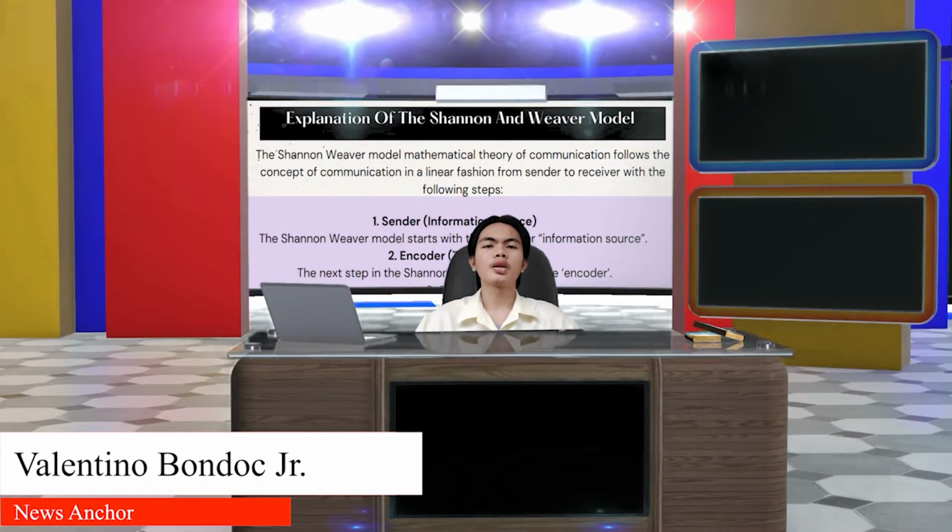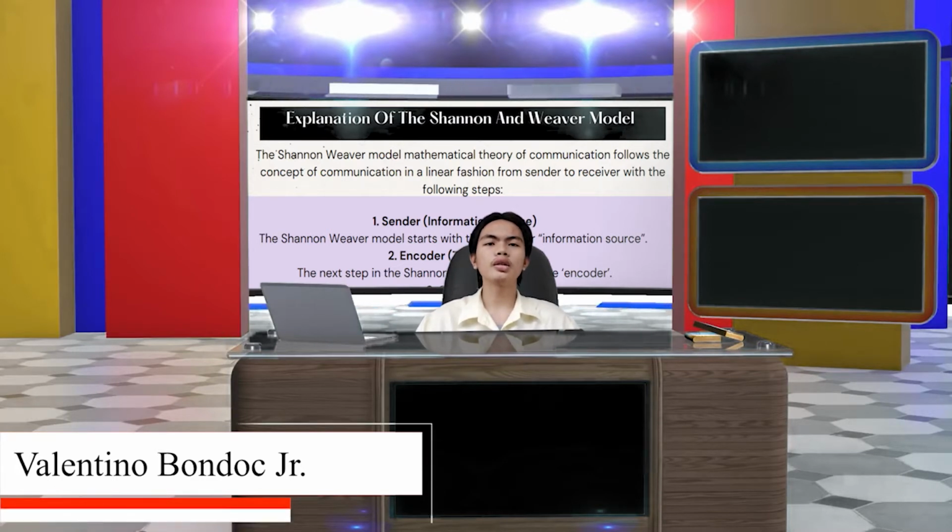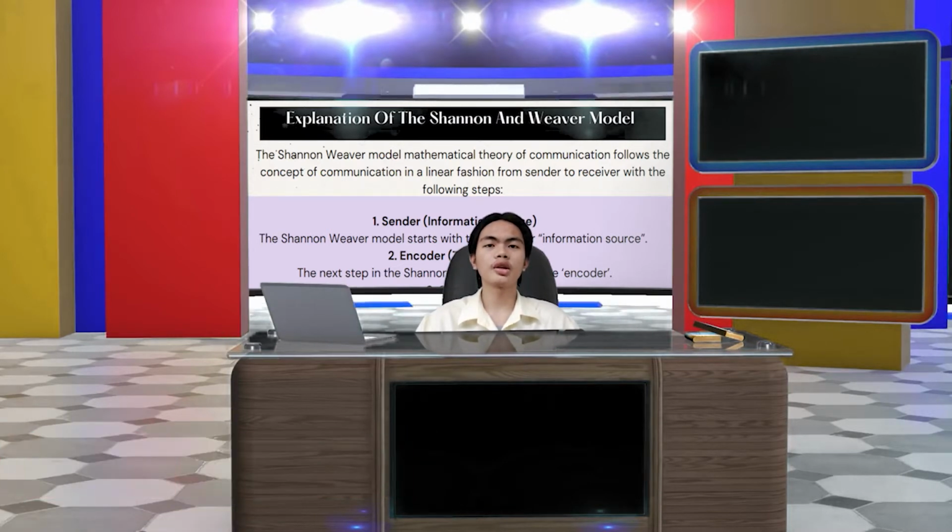Number 2. Encoder or transmitter. The next step in the Shannon-Weaver model is the encoder. The encoder is the machine or the person that converts the idea into signals that can be sent from the sender to the receiver. The Shannon model was designed originally to explain communication through means such as telephone and computers, which encode our words using codes like binary digits or radio waves.